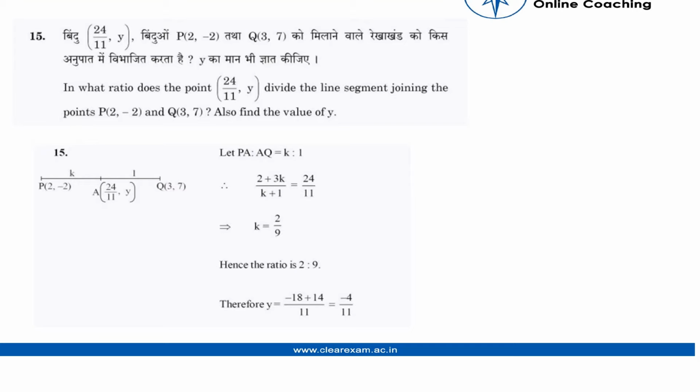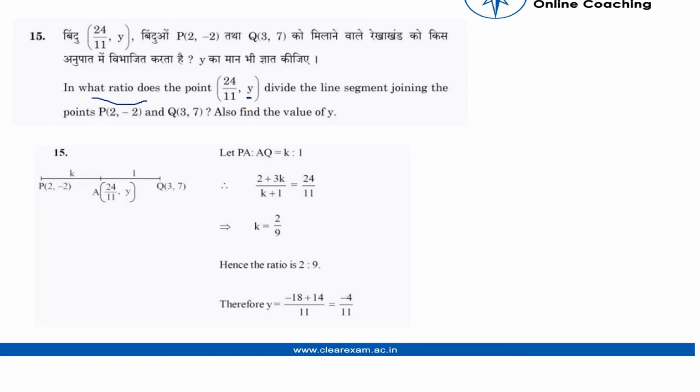Students, we would be discussing this question and its solution. In what ratio does the point (24/11, y) divide the line segment joining the points P(2, -2) and Q(3, 7)? Also find the value of y. So what we have to find is y and the ratio.